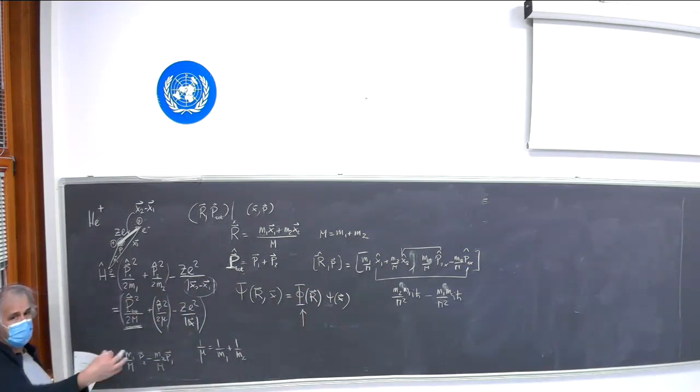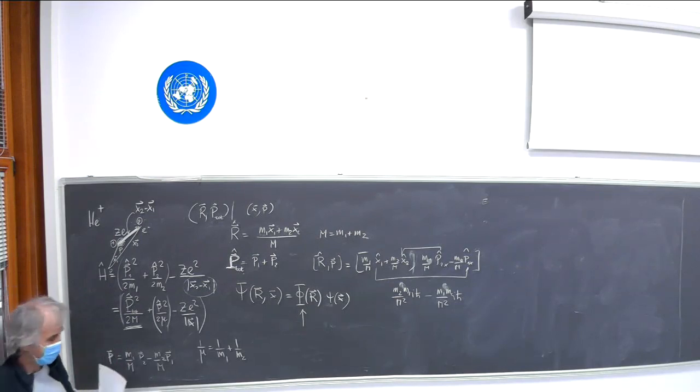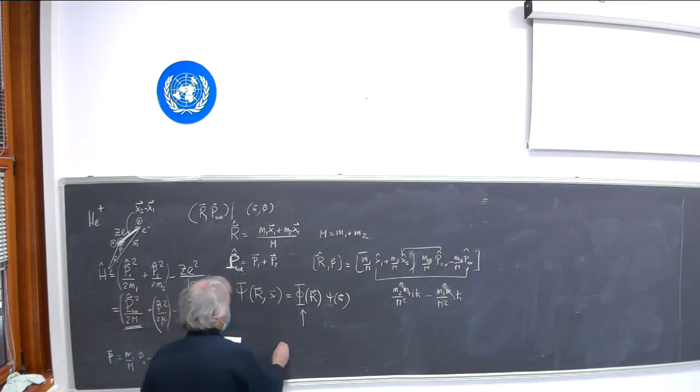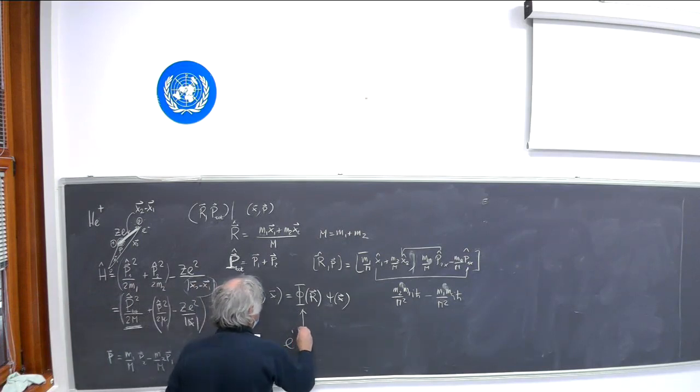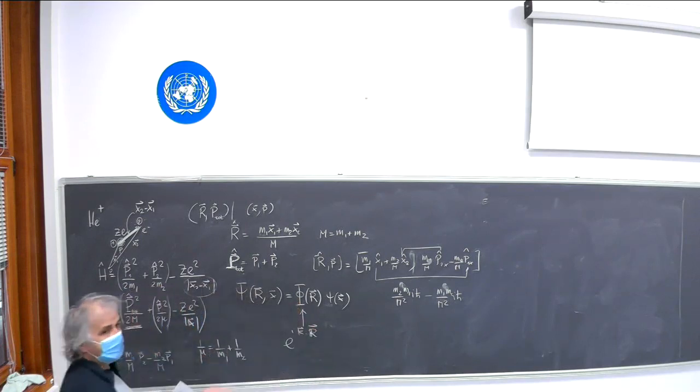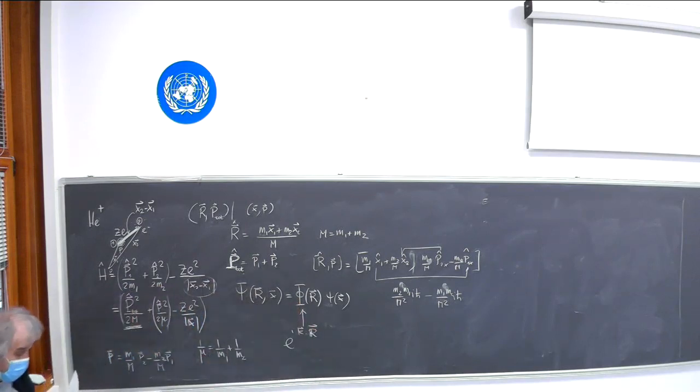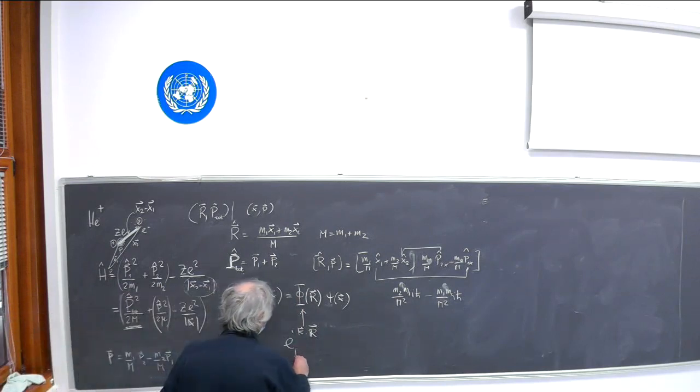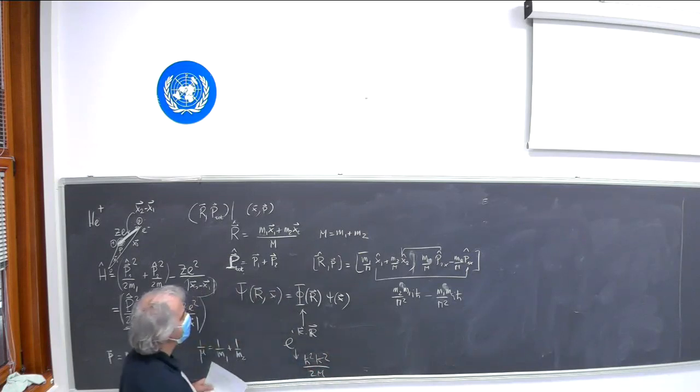Free particle for the center of mass. What is the free particle wave function? E to the I... Okay, so this is just a free plane wave for the center of mass. And the corresponding contribution to the total energy is h bar k squared over twice the mass.